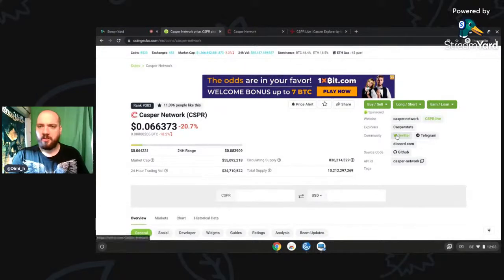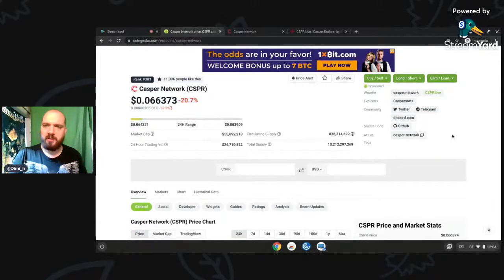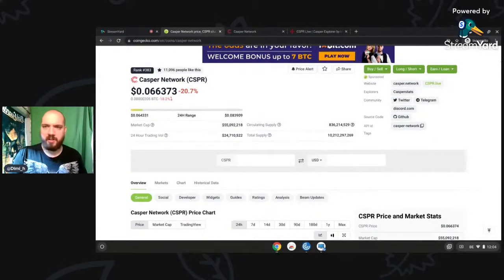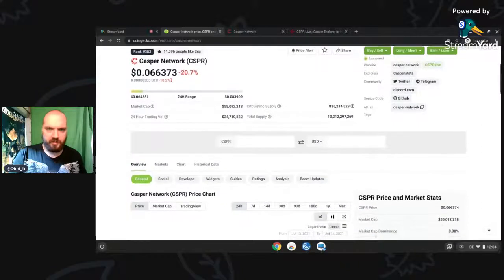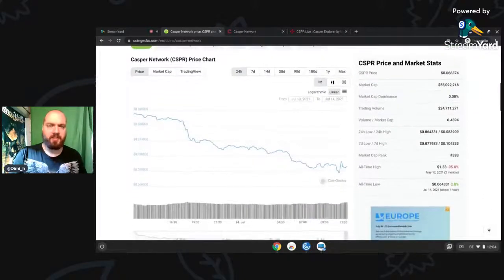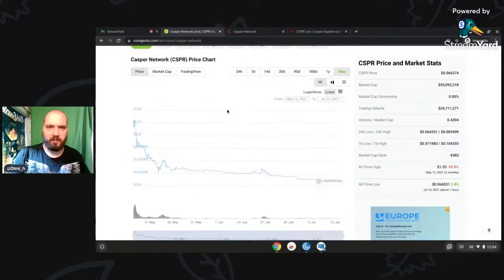See communities here, so Twitter, Telegram, Discord, not all too much it seems. Source code available on GitHub, good sign. API ID, Casper Network, got to check it out, so that's probably the smart contract address. Let's take a look at the historical value. 24-hour trading volume, yeah, it's, let's just say, bad. However, I know the entire market, as we saw earlier, was actually coloring red.